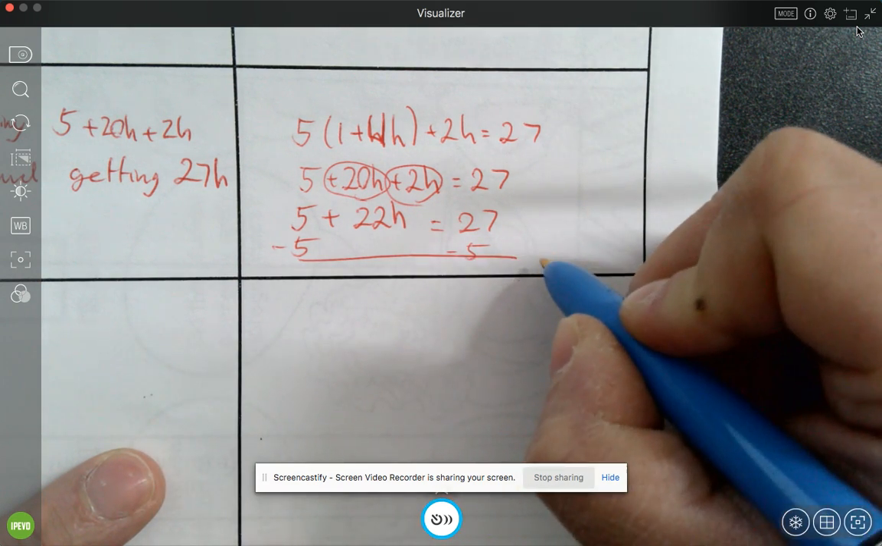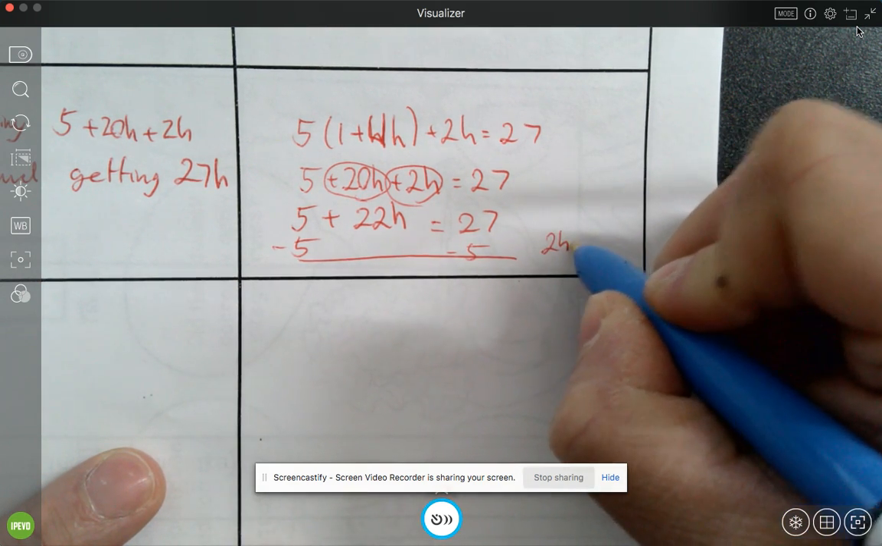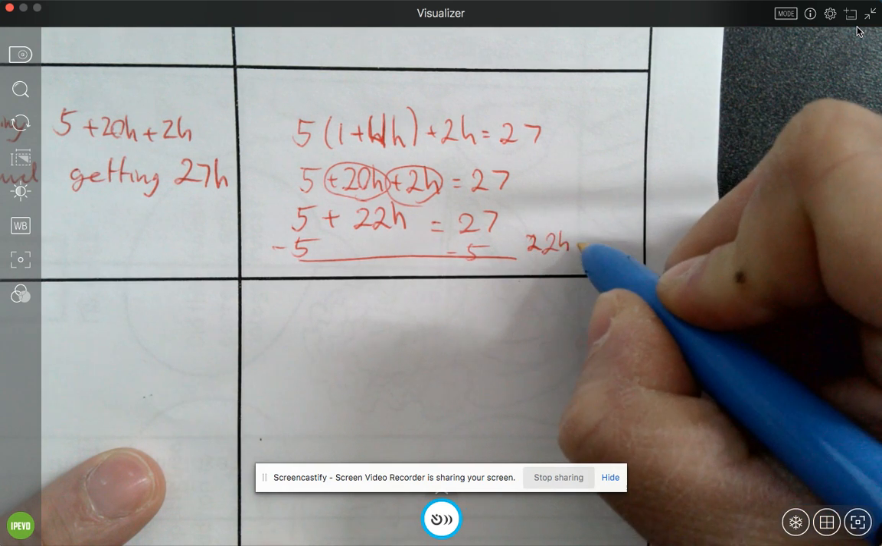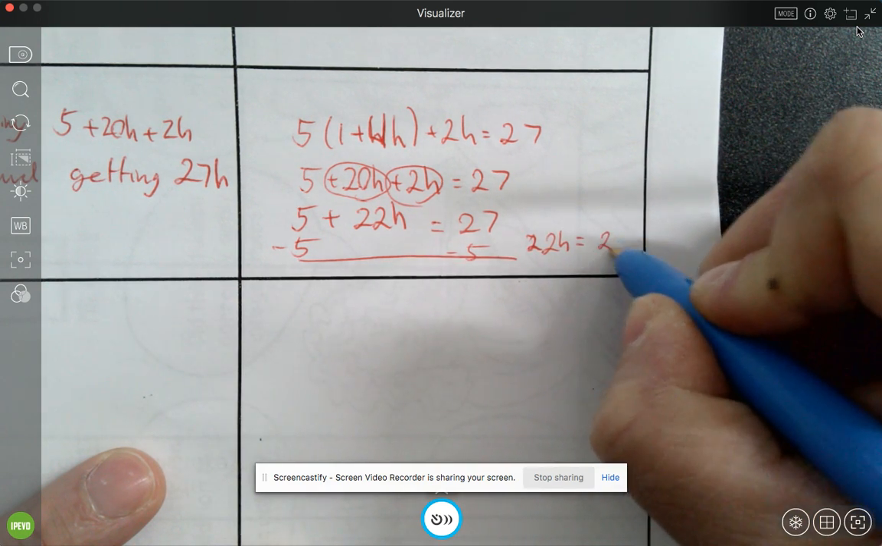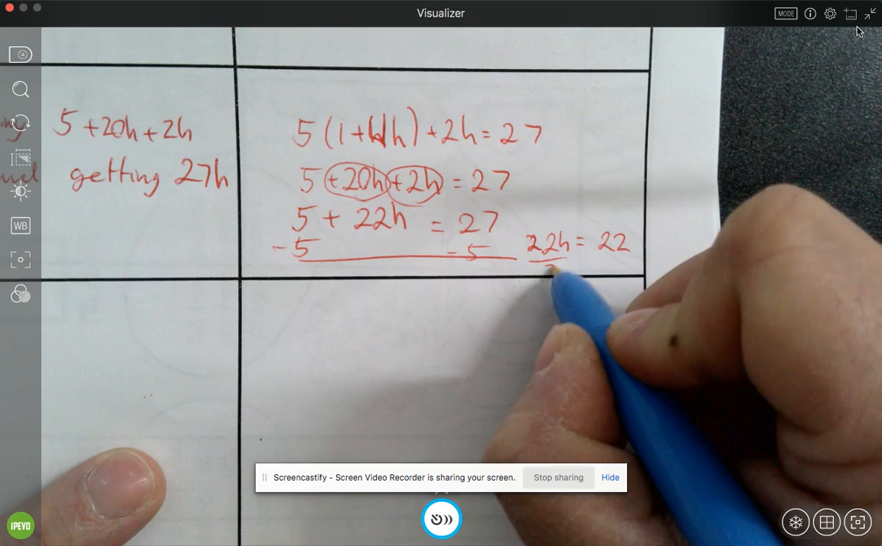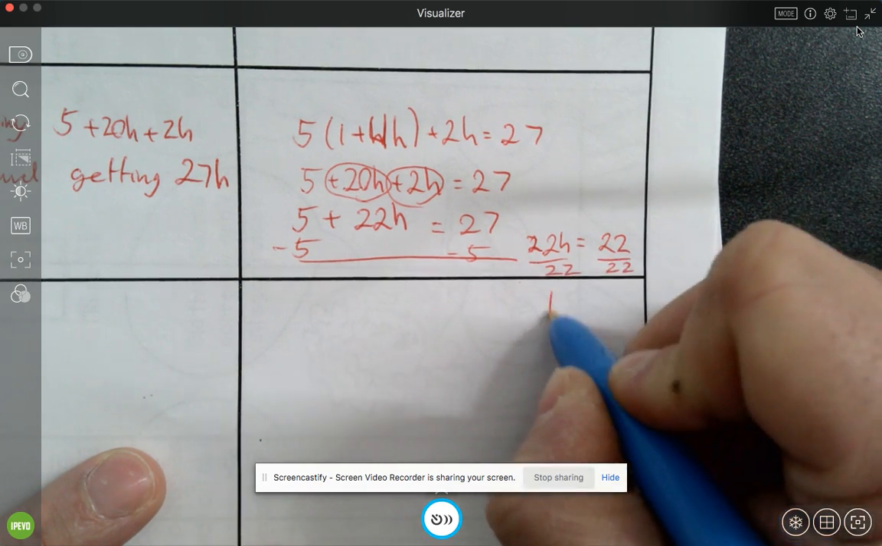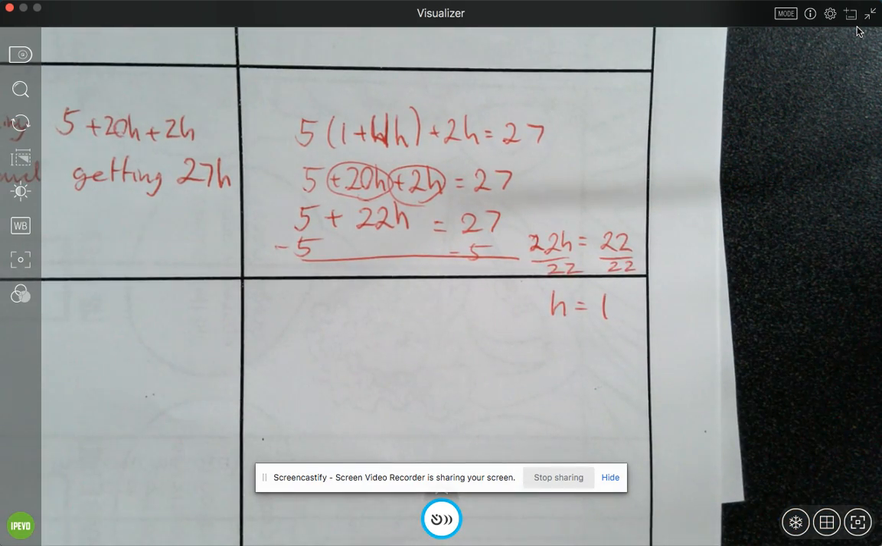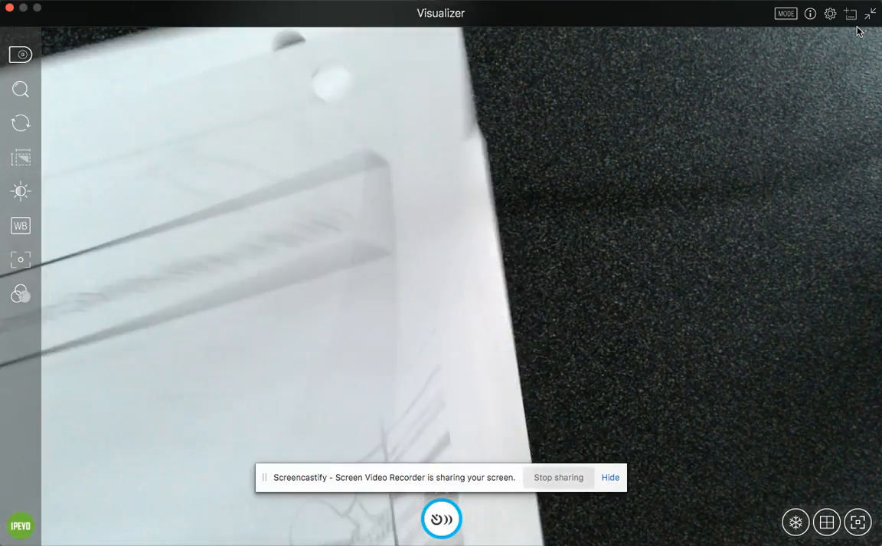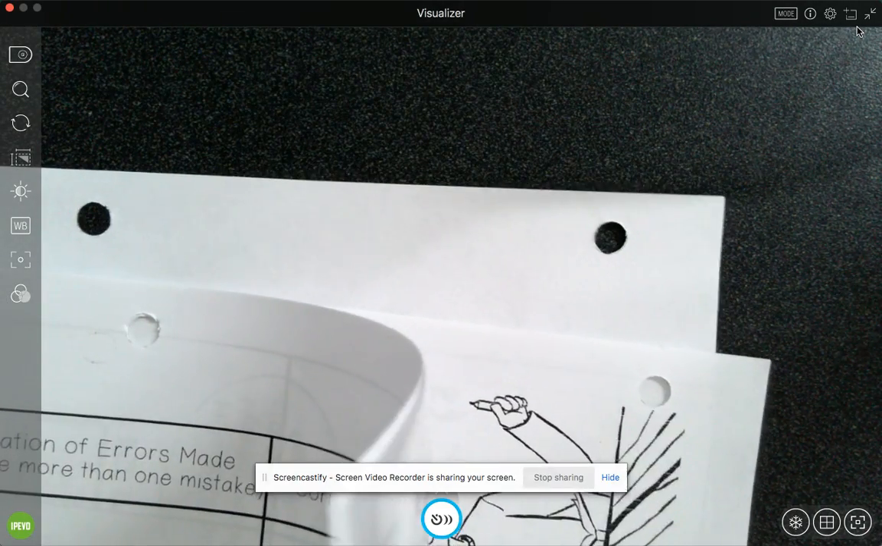I subtract 5 on both sides. I'm left with 22h equals 22. So I divide each side by 22. And h should have just been 1 for that answer. And last but not least, variables on both sides.